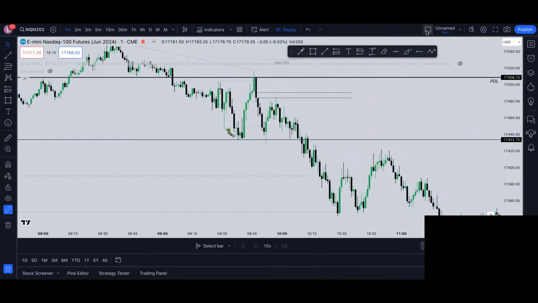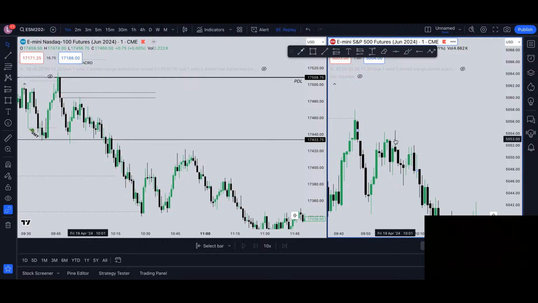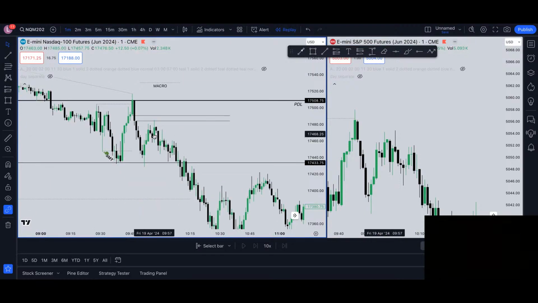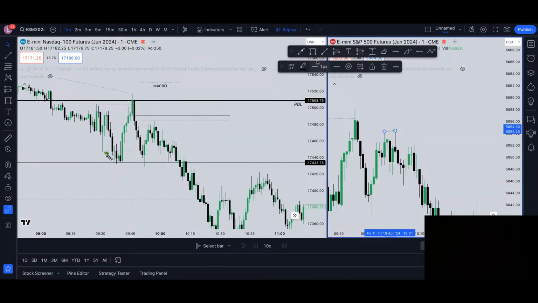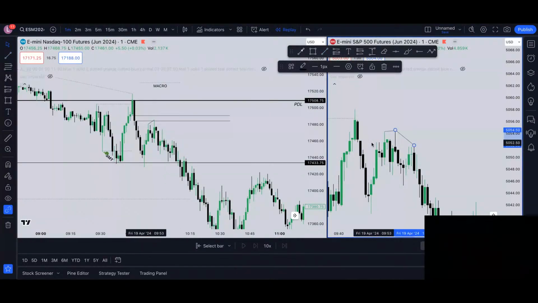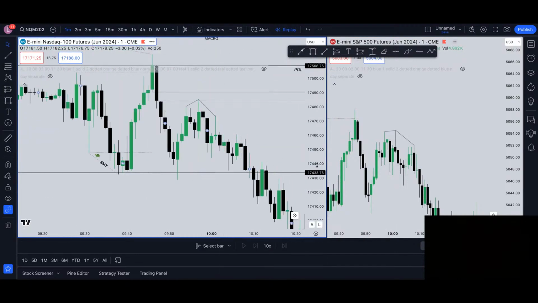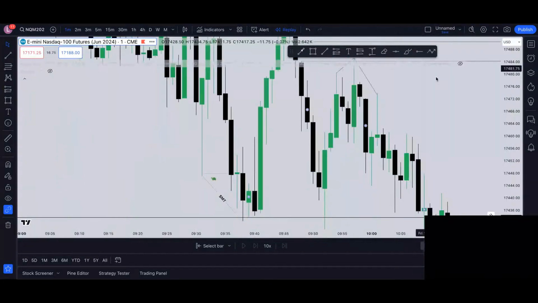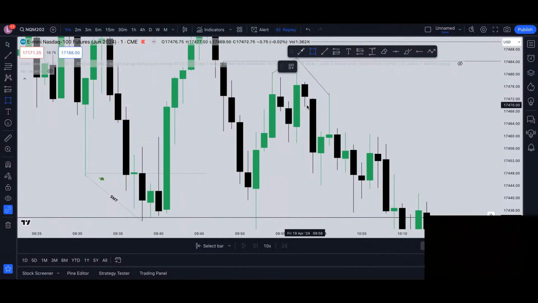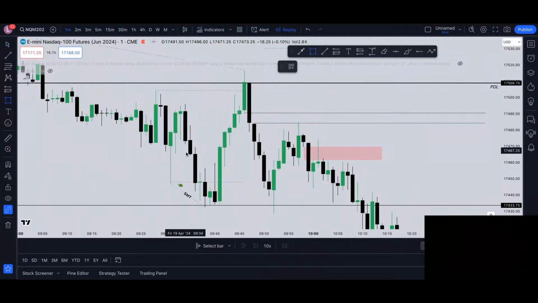And let me show you something with ES. So when price took the buy side, 10:01, 10:01, failure swing. This one is a failure swing. Close below the fair value gap. That's when you see this fair value gap. Or even you can still use this one.